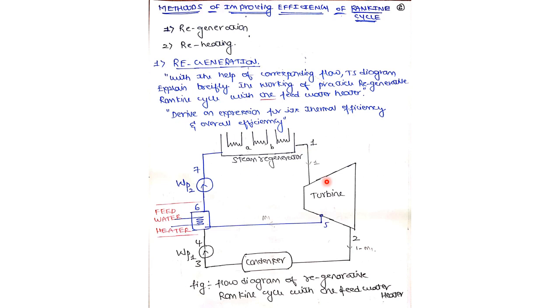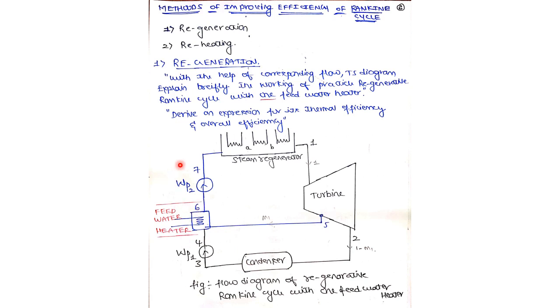So what happens? What changes are you observing when you compare this Rankine cycle with a normal Rankine cycle? The steam generator is very much similar. It has an economizer, boiler and a superheater. The turbine is very much similar. The condenser is very much similar. But this part, which is in blue color, is a feed water heater and an extra pump also.